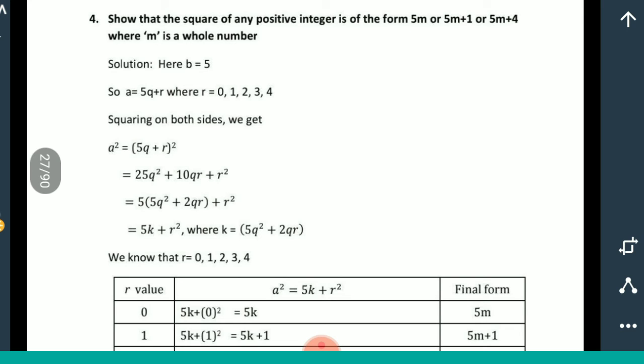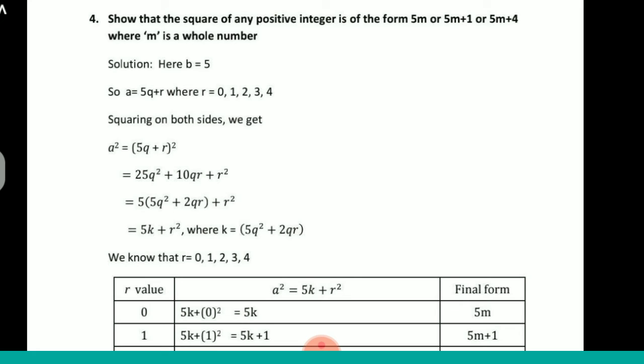So take 5 common from the first two terms. So 5 into 5q square plus 2qr, plus r square. So the general form is a square is equal to 5k plus r square, where k is equal to 5q square plus 2qr.